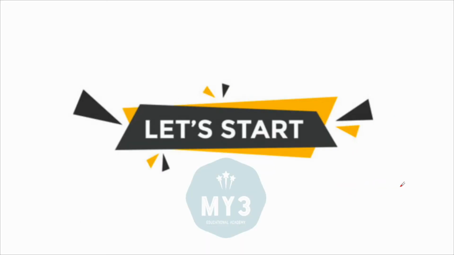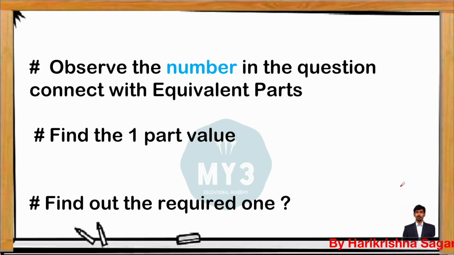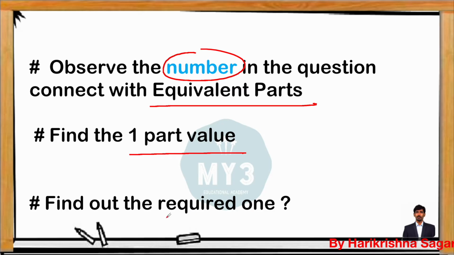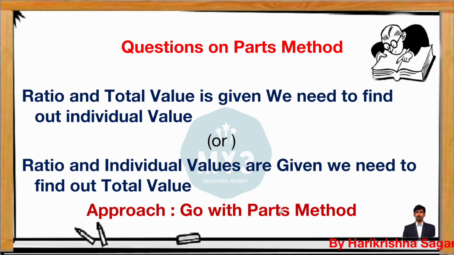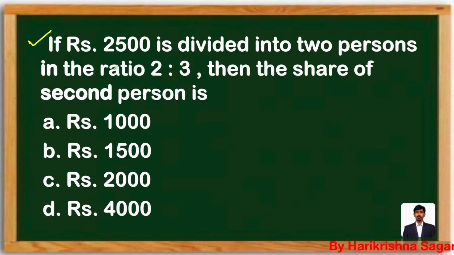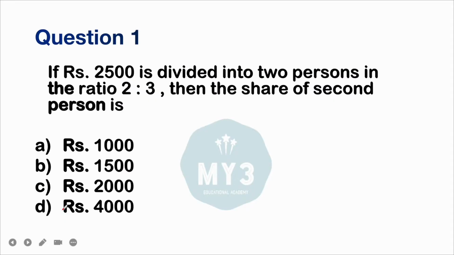Let's start with the questions which are related to this. So in all the questions, what you need to do is look at the number, connect with the equivalent part, find out 1 part value, find out the required one. Look at the first question on it. 2500 is divided between 2 persons in the ratio of 2 is to 3. Then share of the second person is. How to solve the question?